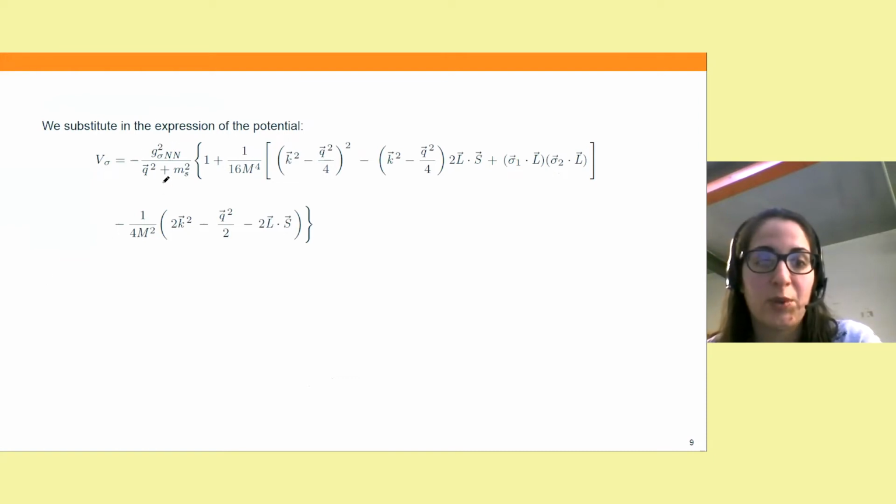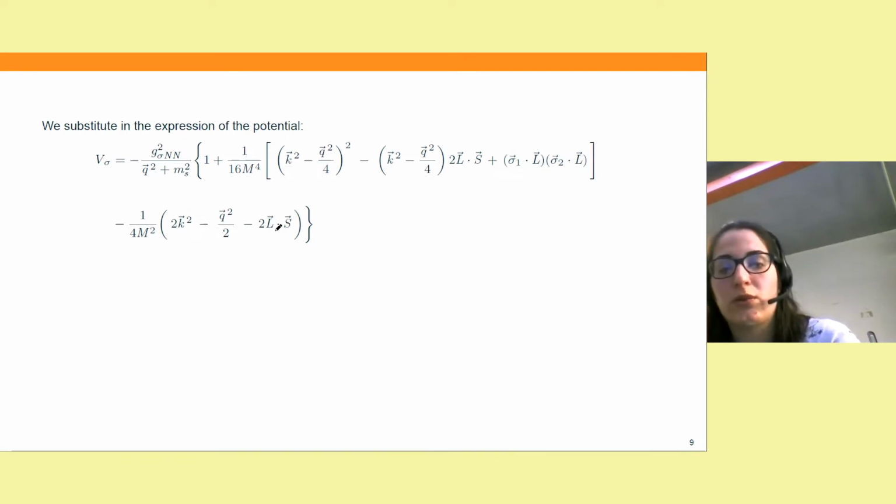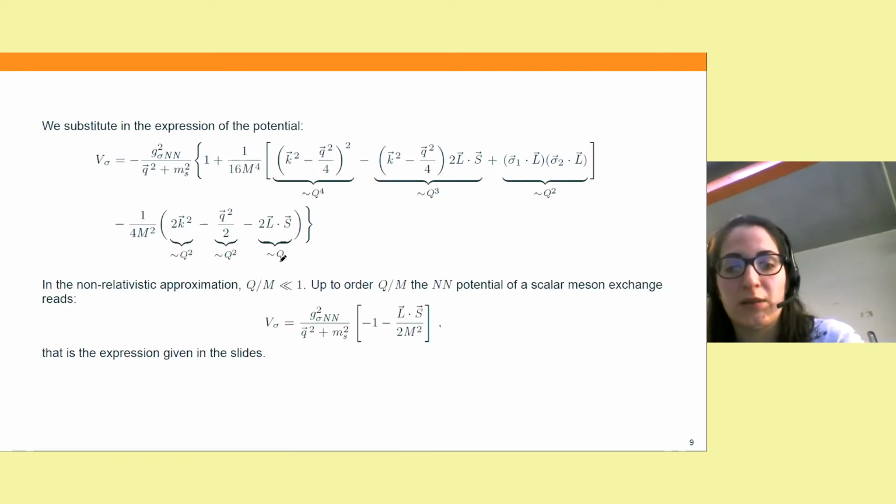We have the propagator and the coupling here squared times 1 plus 1 over 16 times mass to the 4th in these products here of momentums and spin and angular vectors, and minus 1 over 4 mass to the square, 2 times K to the square Q squared divided by 2 minus 2 times the spin orbital.